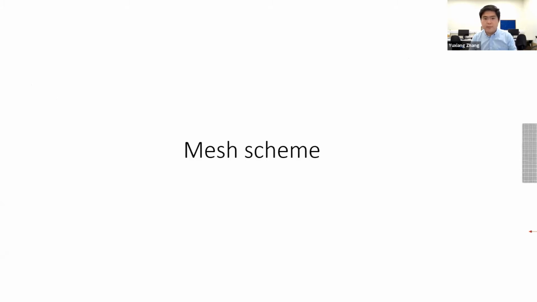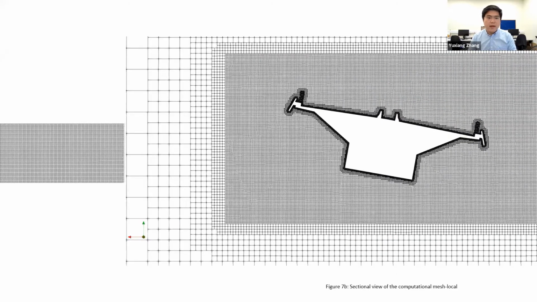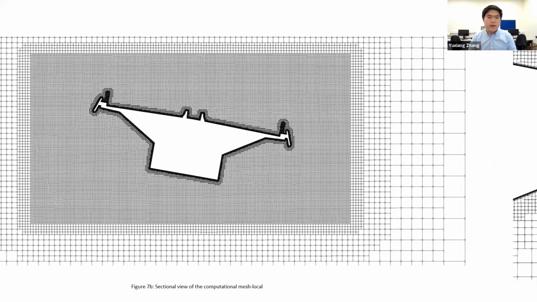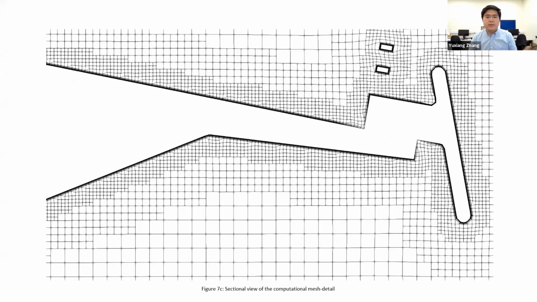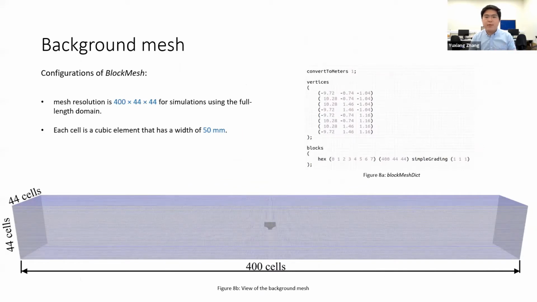Now the mesh scheme. Firstly, let's have a look at a cross-section of the final mesh and a closer view. This one's just details. Basically, we're using snappyHexMesh, and here's the scheme for the background mesh. Cells within the background mesh are cubes that have a width of 50 millimeters.